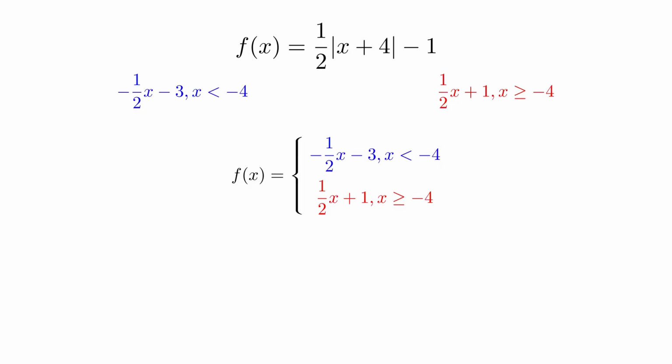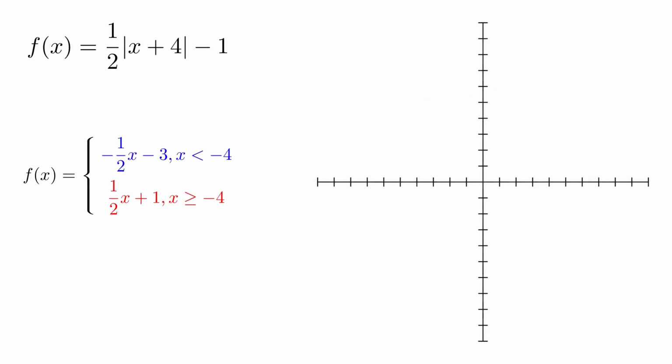Now, if we wanted to visualize this graphically as well, what we can do is plug in negative 4 into the first part of our piecewise. So we can plug in negative 4 into negative 1/2 x minus 3. That'll give us negative 1/2 times negative 4, minus 3, which would just give us 2 minus 3, which is negative 1. So we can plot an open hole at negative 4, negative 1, since it is a less than sign. And then because the slope is negative 1/2, we can work backwards because this open hole is the cutoff point.